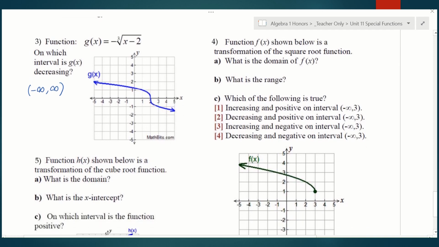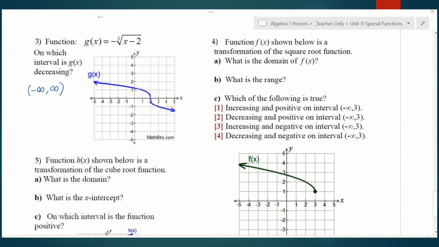Number 4. Function f of x shown below is a transformation of the square root function. What is the domain of f of x? What that means is we're looking at a square root function. It's not the parent function, that's why it says it's a transformation of it. It's just changed in some way. And they want to know the domain.